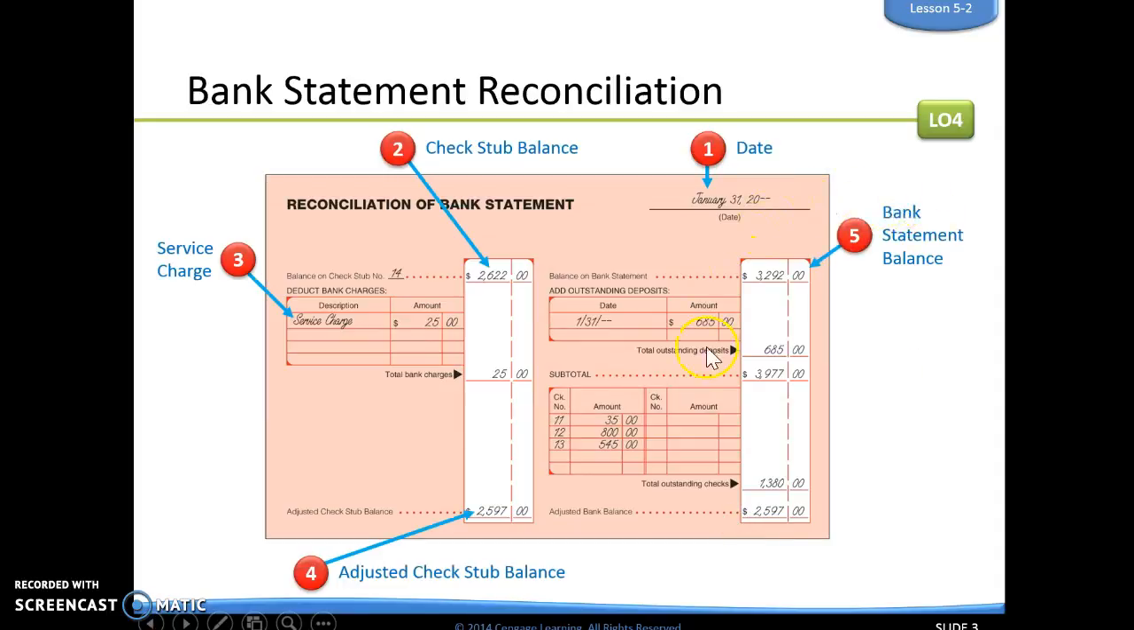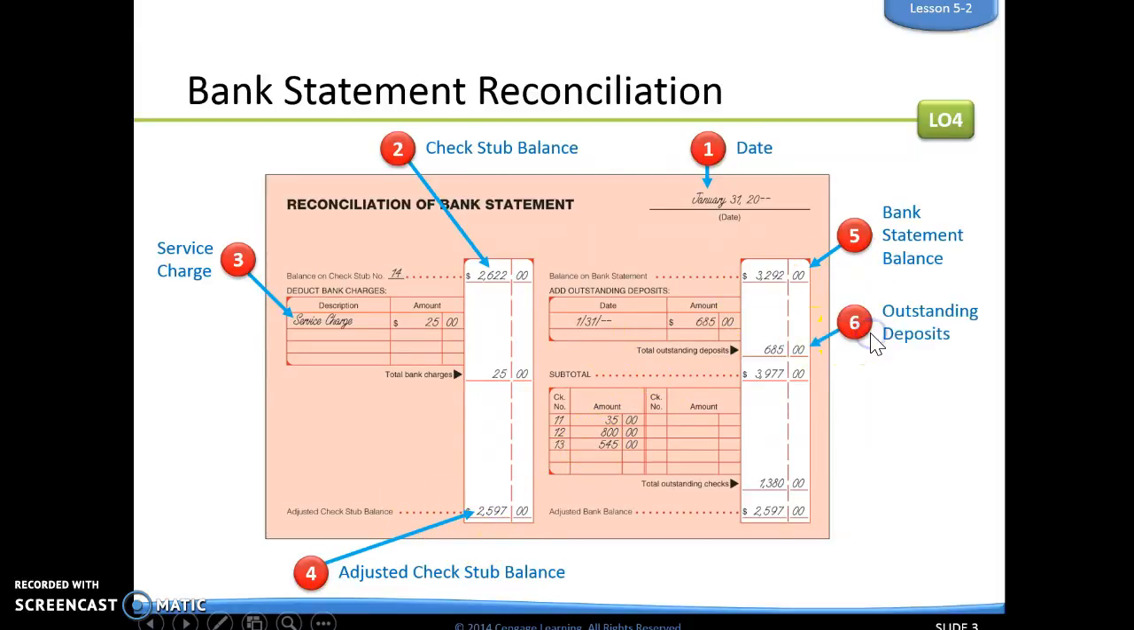Okay, now we're going to go over to the right-hand side. On the right-hand side, we're going to get the information off of our bank statement. So we're going to put our bank statement balance. The balance on our bank statement says that we have $3,292. Now, when we look at this number and what we have in our records, those 2 numbers do not match. So we want to make sure that they match.